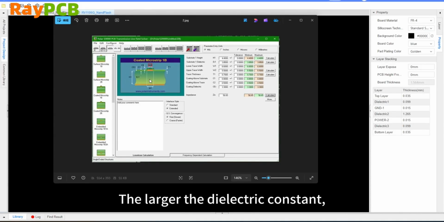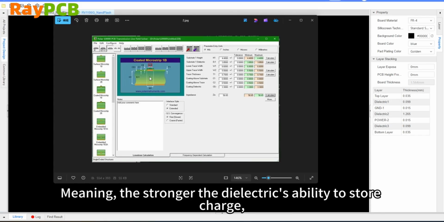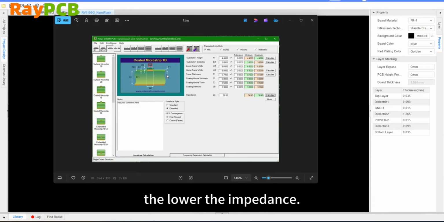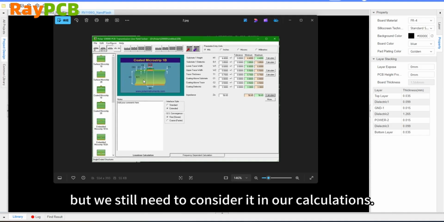The greater the dielectric constant, the lower the impedance. The stronger the dielectric's ability to store charge, the lower the impedance. Then the thicker the trace, the lower the impedance. This effect is relatively minor, but we still need to take it into account when making calculations.